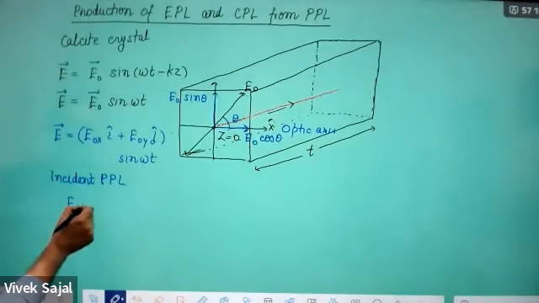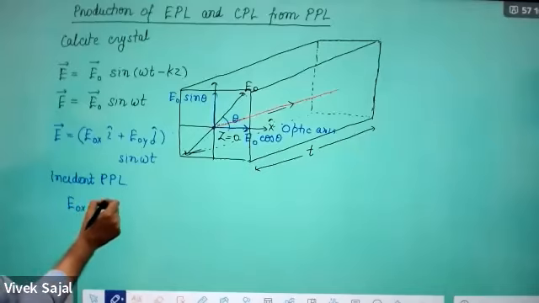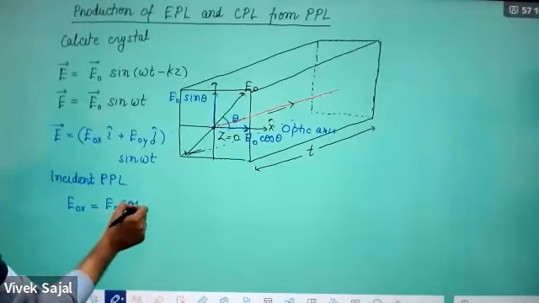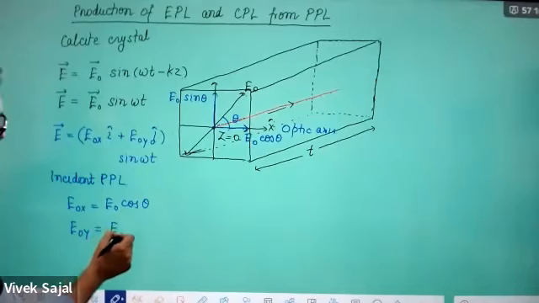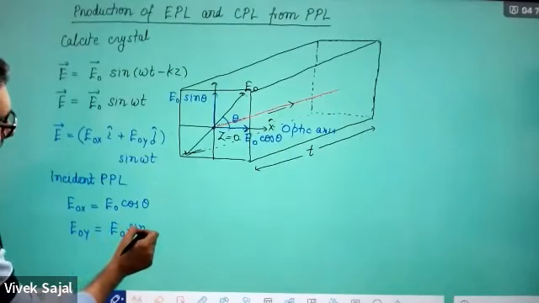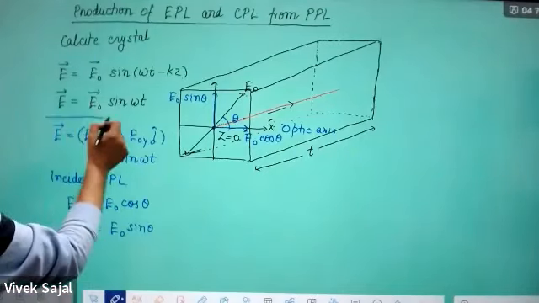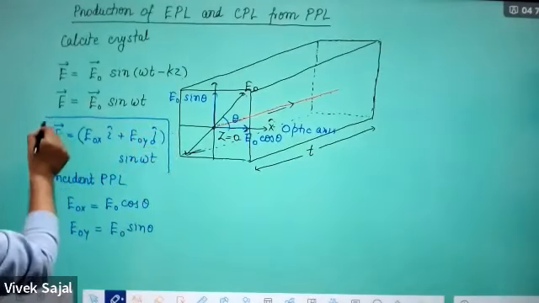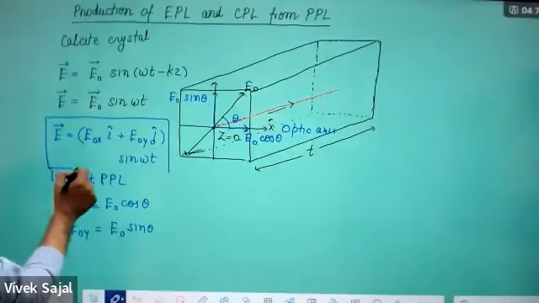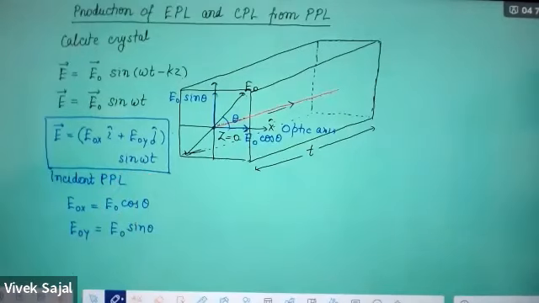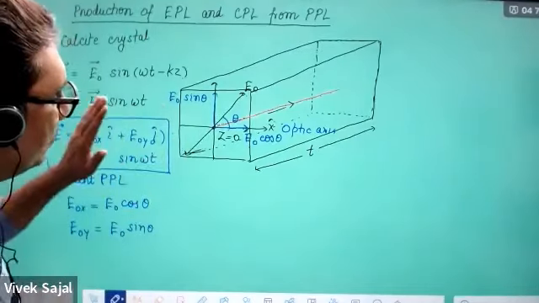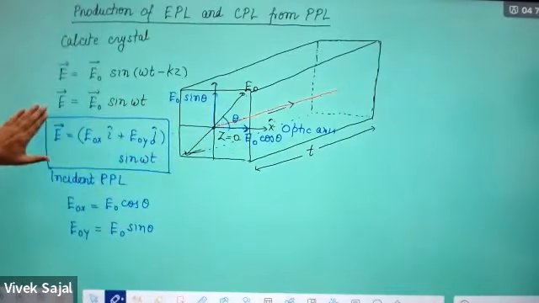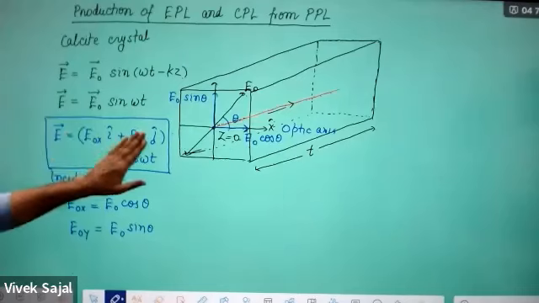E naught x is E naught cos theta, and E naught y is E naught sin theta. So this is incident plane polarized light, and this light is incident over here. Whenever a plane polarized light is incident, you can write it like this.